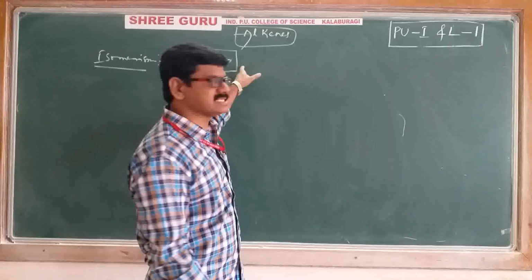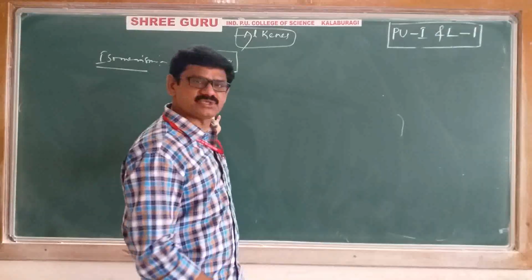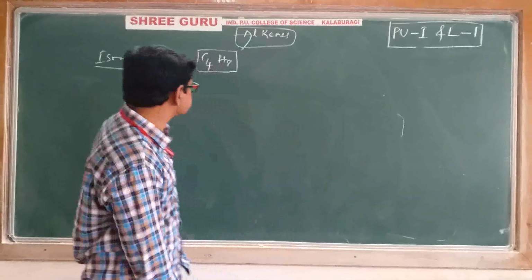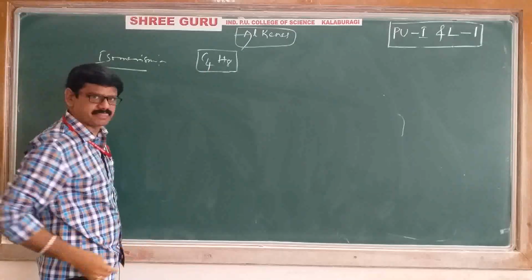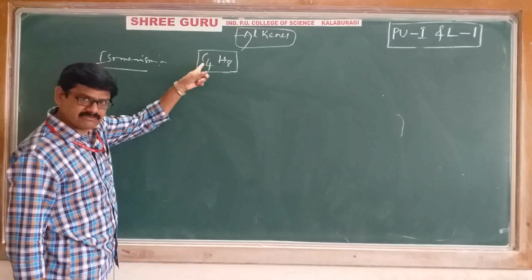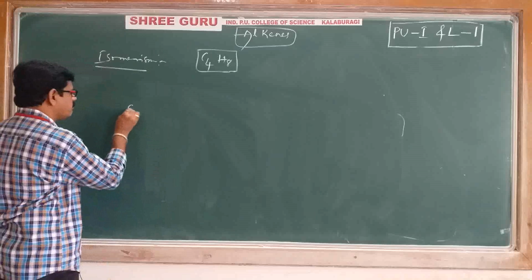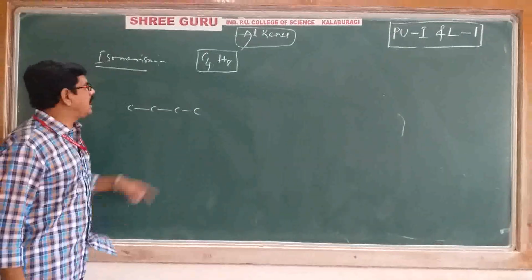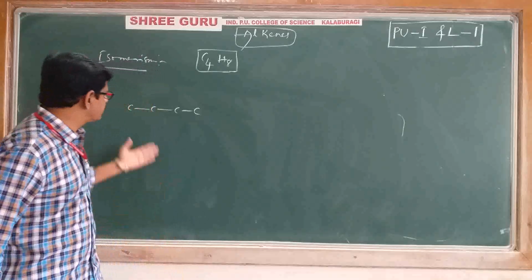C4H8. Now I'll explain structural isomerism first, later we'll see stereoisomerism. I'll give you all possible structures of butene. First we'll do one thing. Total 4 carbon atoms are present. All 4 carbon atoms I'll arrange as a straight chain like this: 1, 2, 3, 4. Now alkenes mean at least one double bond is compulsory, so we will write a double bond.